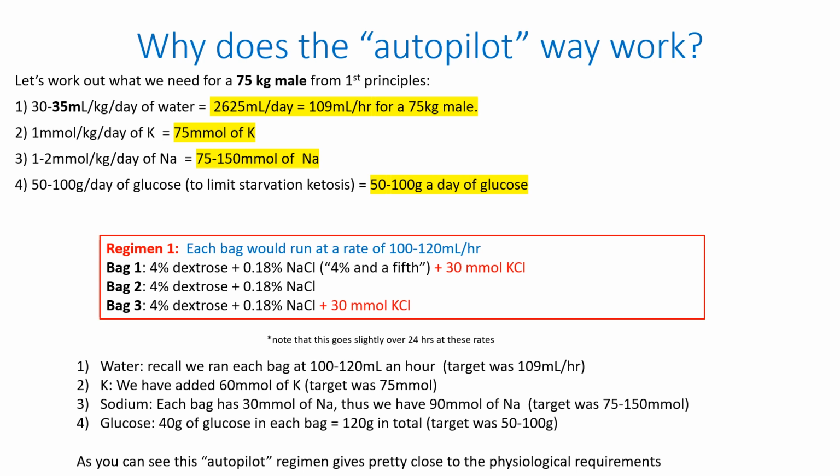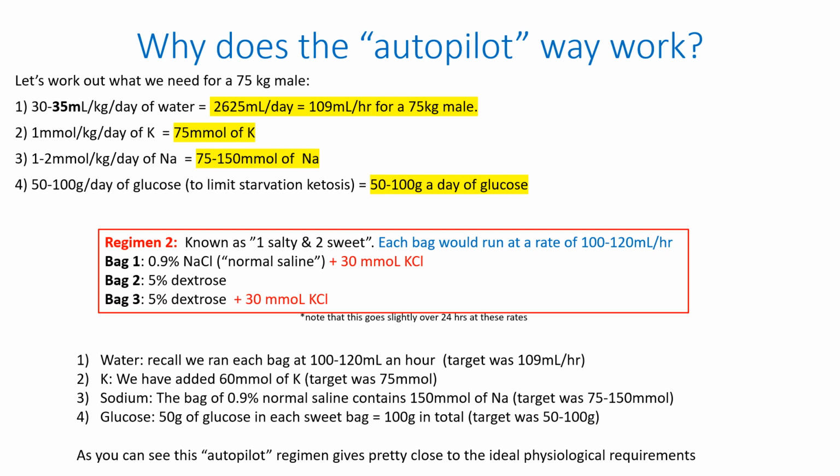First, let's go to regimen 1, the 4% and a fifth. 3 bags, the first and third bag with added potassium, running at 100 to 120 mL an hour, like I described. Now, if we look at the 4 main requirements, we're running each bag at 100 to 120 mL an hour. And look at our target, it's 109. It's within that range. Next, potassium. We've got 30 millimoles in our first and third bags, giving us 60 millimoles of potassium. And that's pretty close to our target of 75 millimoles. With sodium, each bag has 30 millimoles of sodium in it, so we've got 90 millimoles there, which is again within our target. And our glucose, we're going to get 40 grams in each bag, giving us 120 in total, helping us reach the target as well. So as you can see, our method gives us pretty close to the requirements we said we need.